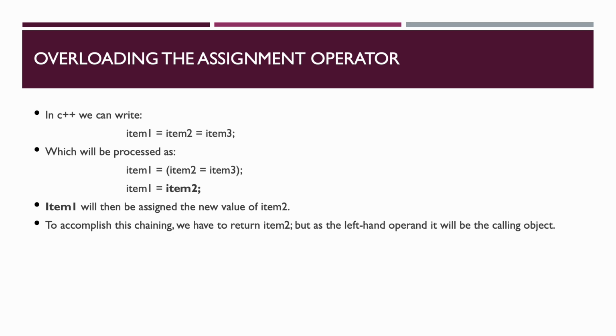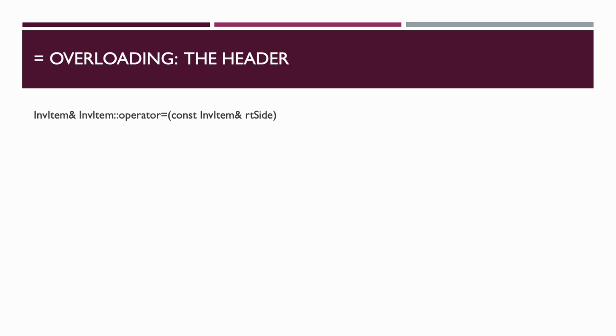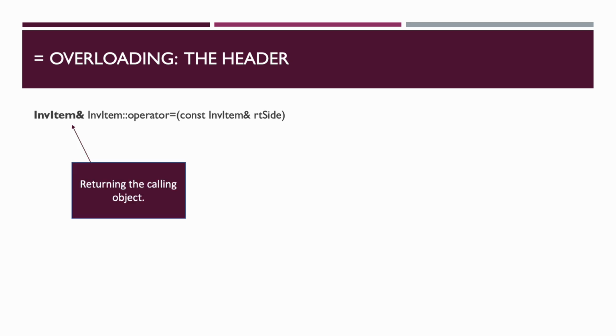If you see here on this slide, the overloading header. The return type is INV_item&, which means the function returns a reference to an INV_item object. This is important because returning a reference allows us to support chaining of assignments, as we saw in the previous example.